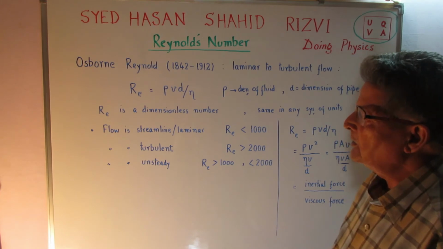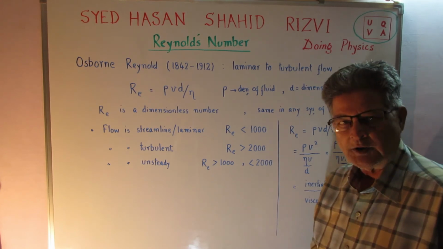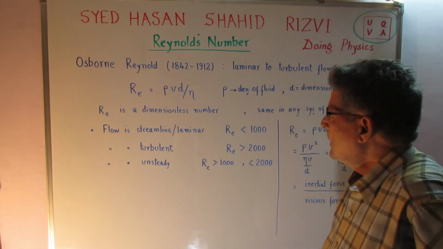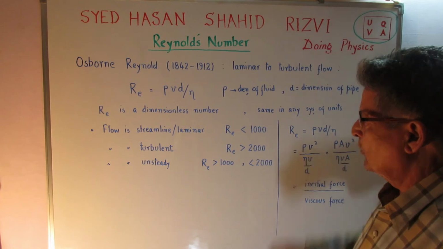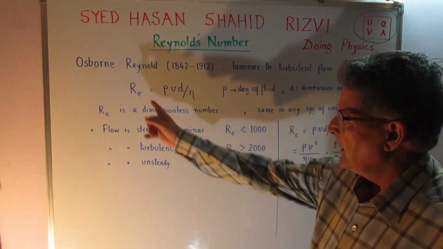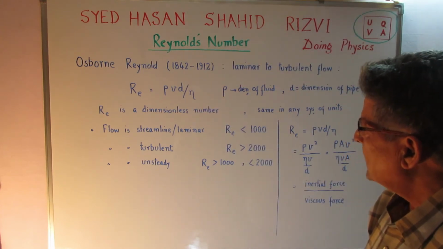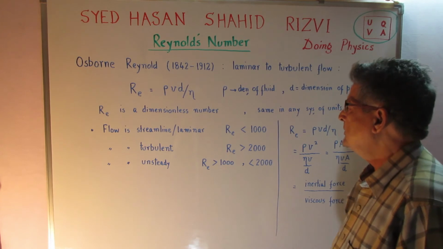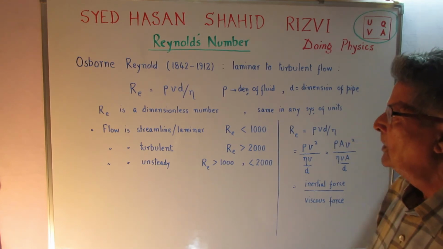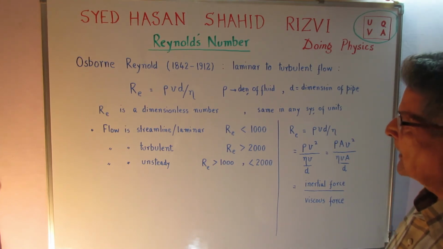So Reynolds number, which was given by Osborne Reynolds 1842 to 1912, and he studied the flow of fluids, laminar or streamlined turbulent flow, and he derived an equation which is given by a number Re is equal to rho Vd upon eta, where rho is the density of the fluid, d is the dimension of the pipe, and eta is, of course, the coefficient of viscosity. We will again not derive this equation.